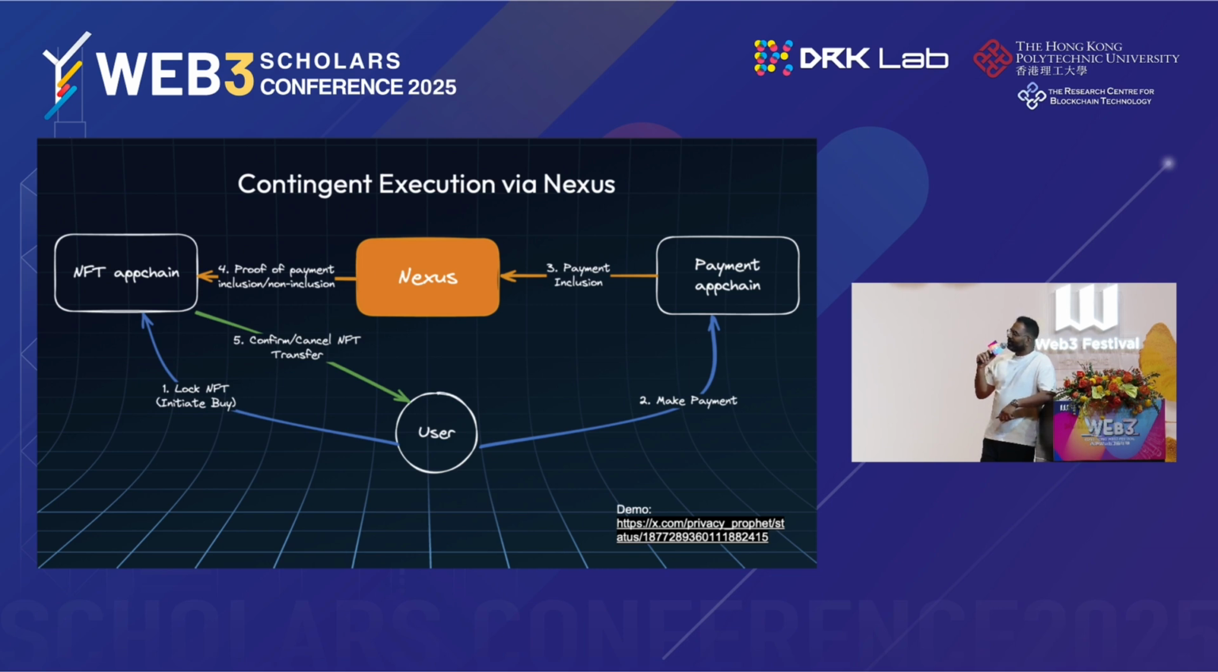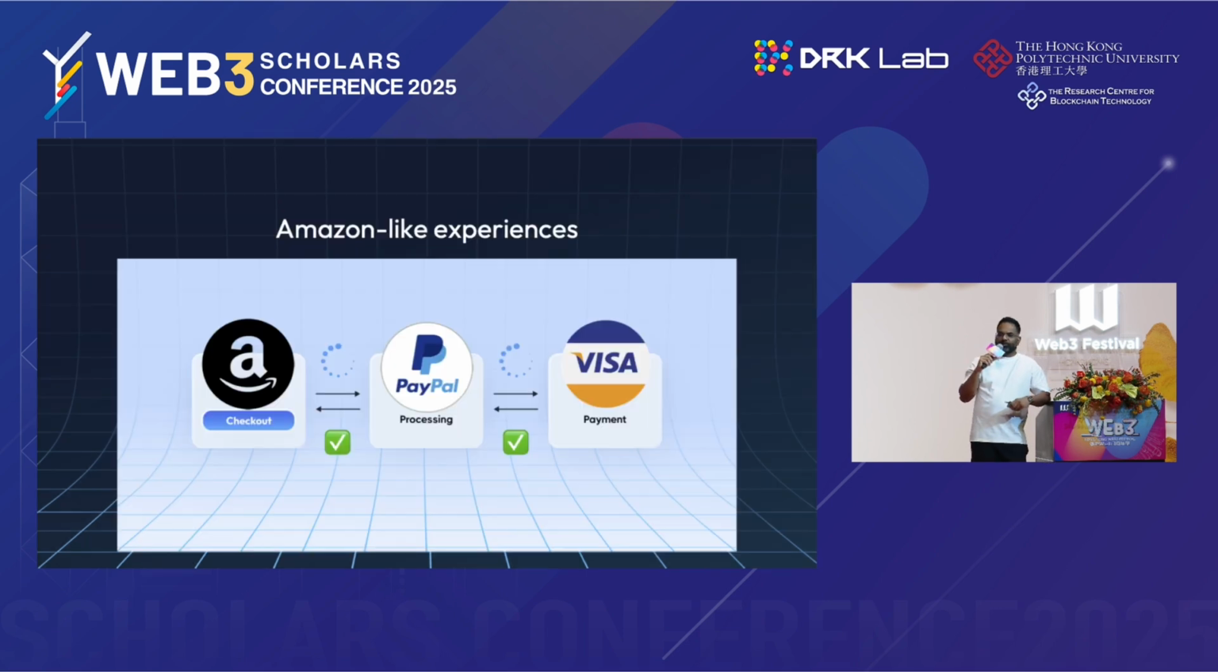What becomes possible is also contingent execution. What that really means is that I can do asynchronous cross-chain communication, in the sense that if I buy an NFT on one chain, that only goes through if I make a payment on the other chain, for example, and so on. So more akin to Web3-like experiences.